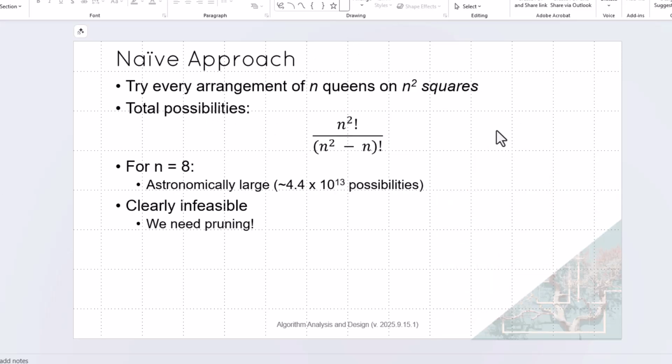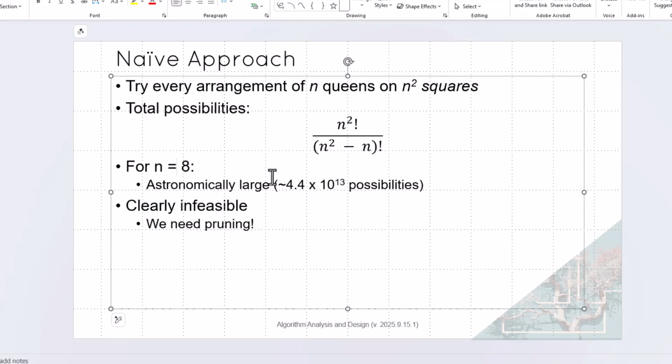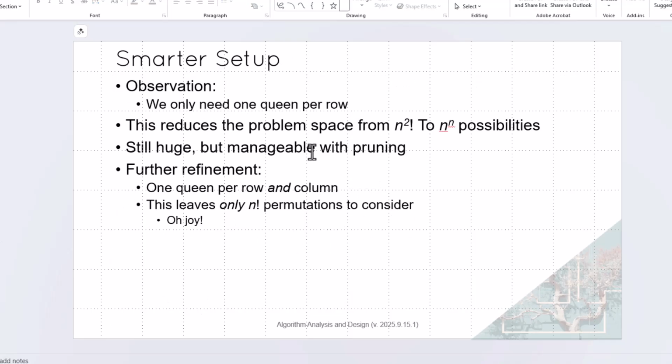So the naive approach, a brute-force type approach, would be to try every arrangement of n queens on n squared squares. The total possibilities would be n squared factorial over the quantity n squared minus n factorial. For n equals 8, this is astronomically large. It's around 4.4 times 10 to the 13 possibilities. Clearly, that's infeasible. It's intractable. We need pruning.